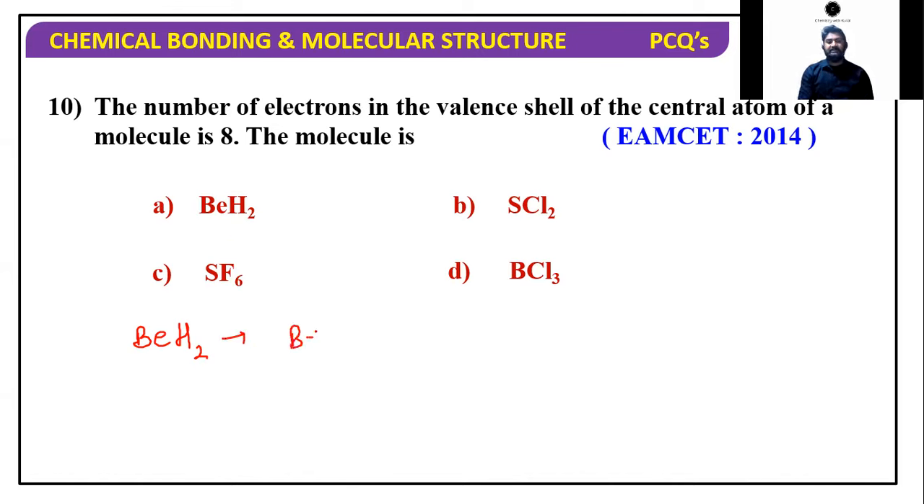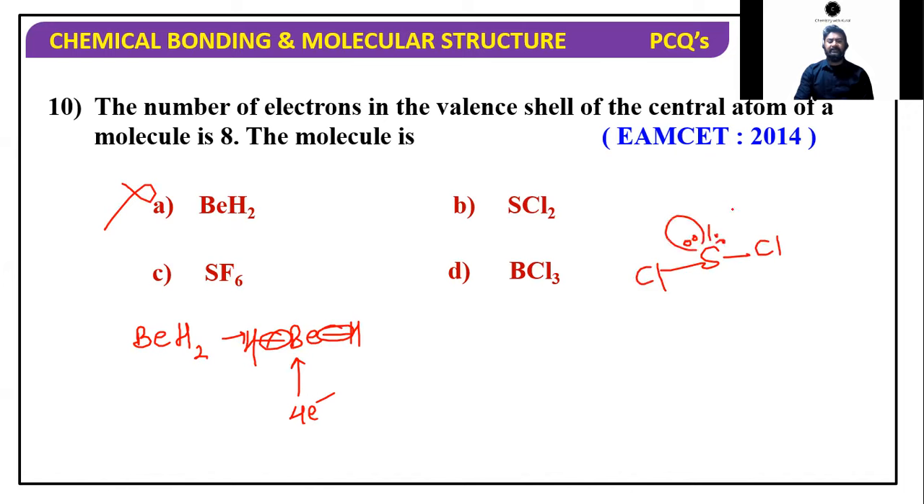BH2. See, how many electrons does it have around it? Only 4. 2 electrons here and 2 electrons here. So 4 electrons. So this is not our answer. SCl2. See, chlorine has taken this, so how many electrons does it have?